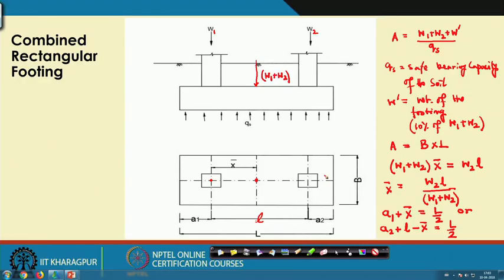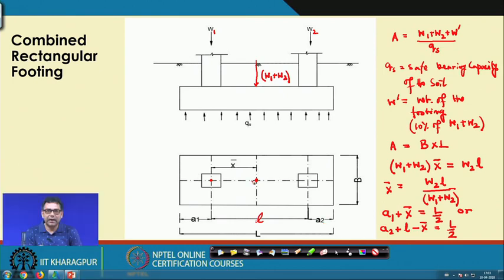So, same as the previous problem that I have solved. Here the only thing is that you have to choose the proper dimensions, what will be B, L, A1, A2, so that the total load acts at the centroid of the footing. That is the case.